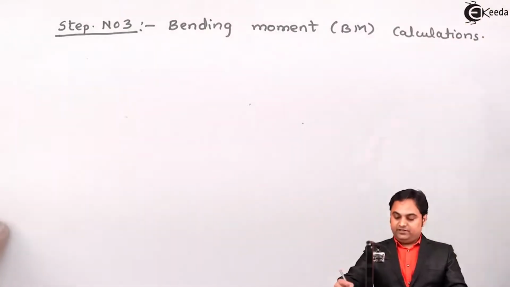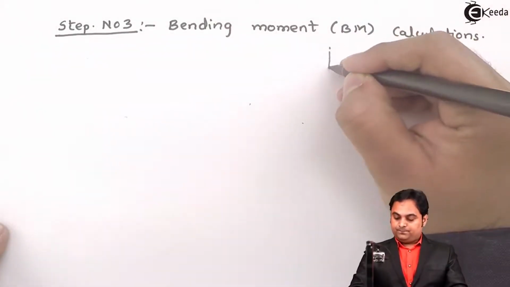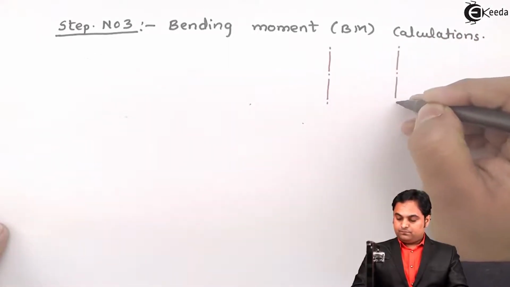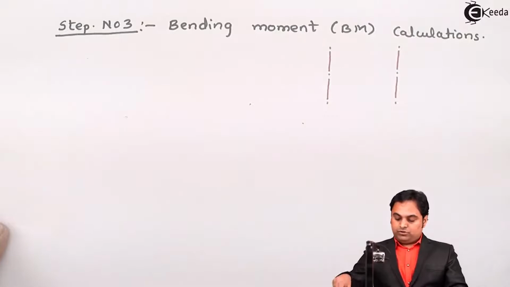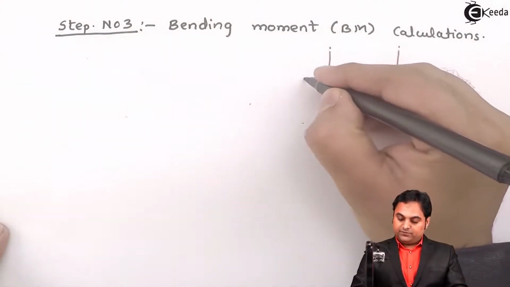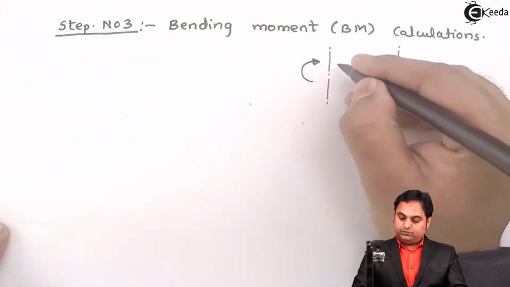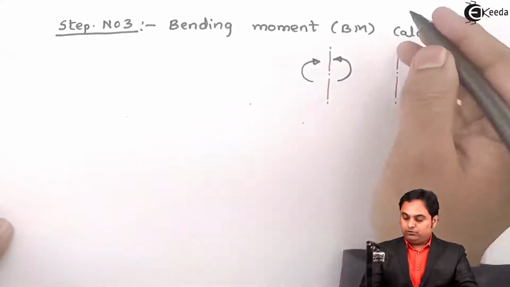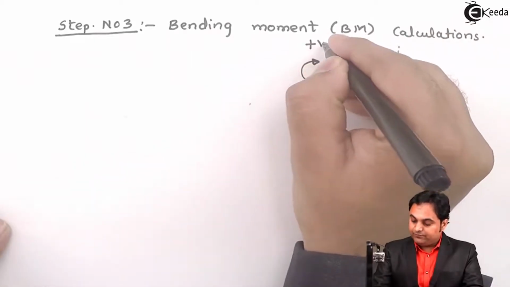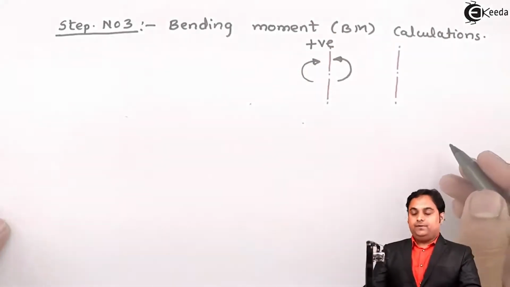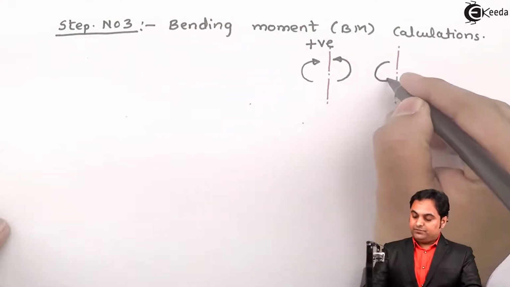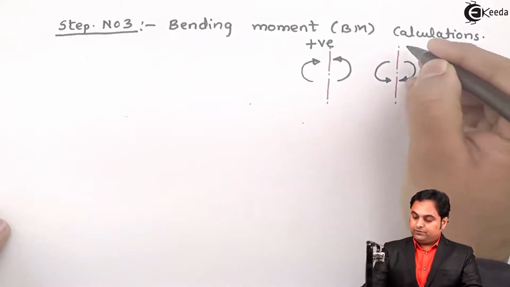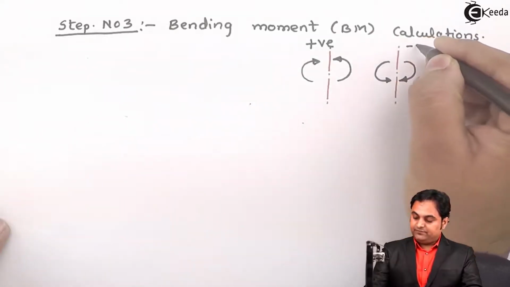Now for the bending moment calculations, again we need to have the sign convention. To the left of section, clockwise movement, and to the right of section, anti-clockwise movement, both are treated as positive. Then to the left, anti-clockwise movement, and to the right, clockwise movement, both are treated as negative.